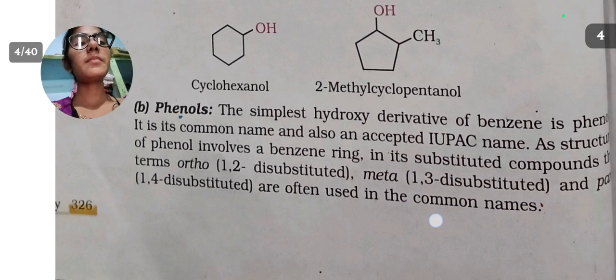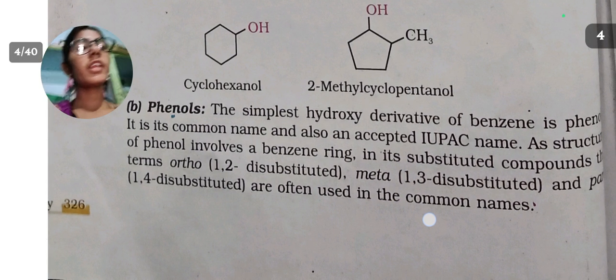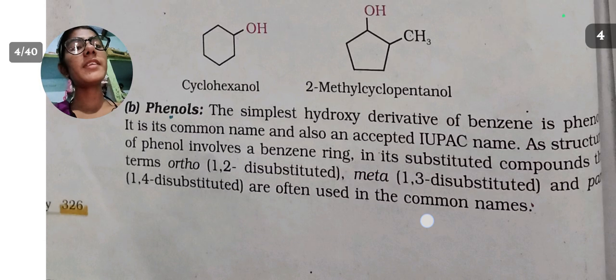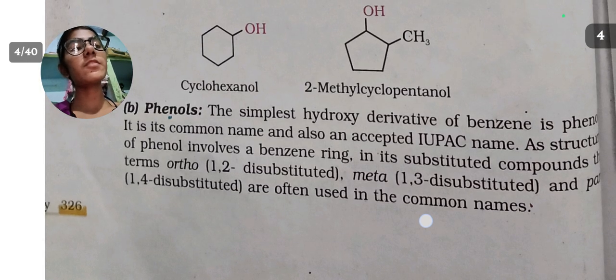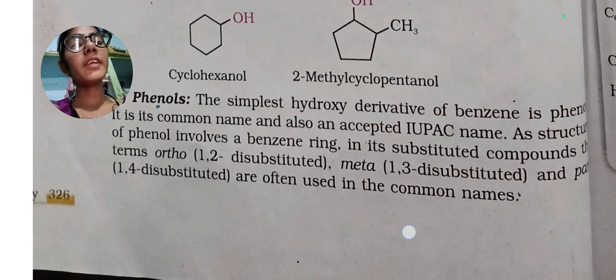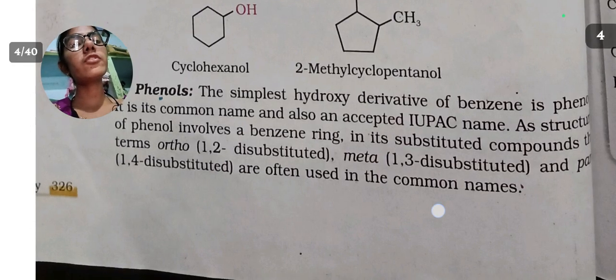Phenols. The simplest hydroxy derivative of benzene is phenol. It is a common name and is also an accepted IUPAC name, as the structure of phenol involves a benzene ring with the OH group on the associated carbon atom. The terms ortho for 1,2-disubstituted, meta for 1,3-disubstituted and para for 1,4-disubstituted are often used as common names.